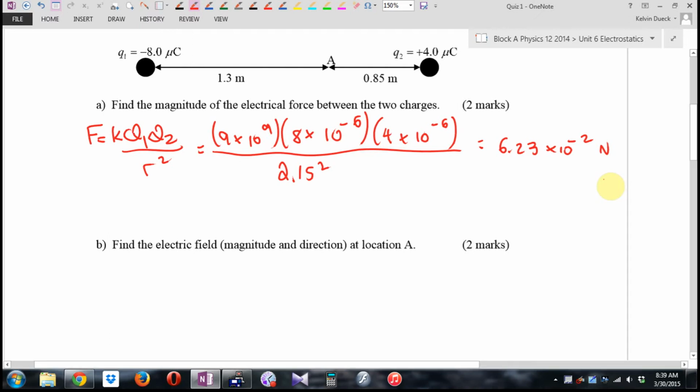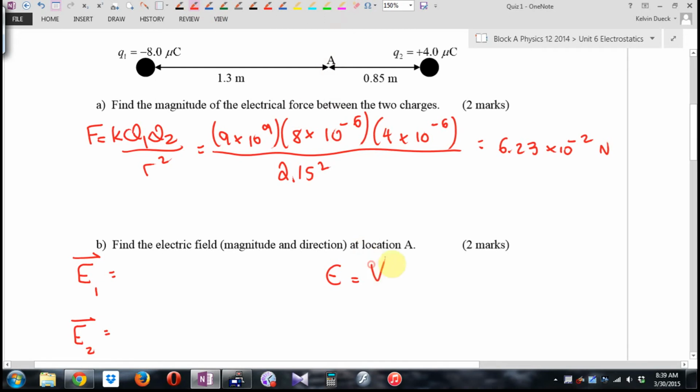Find the electric field. Well, there's two of them. I'm going to find the electric field from charge 1, magnitude and direction. I'm going to find the electric field from charge 2, magnitude and direction, and then I'm going to add them vectorially. There are several ways to calculate electric field. Electric field is defined as force divided by charge. I'm not going to do that because that would be the charge at that location. There is no charge at that location.